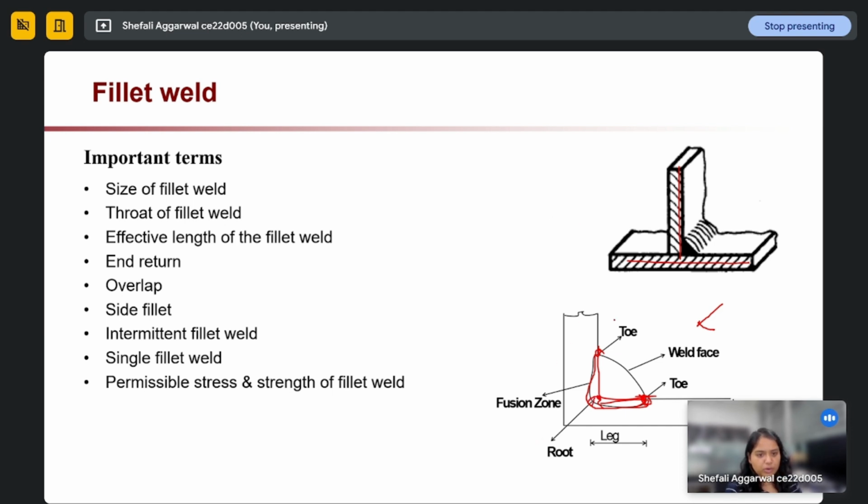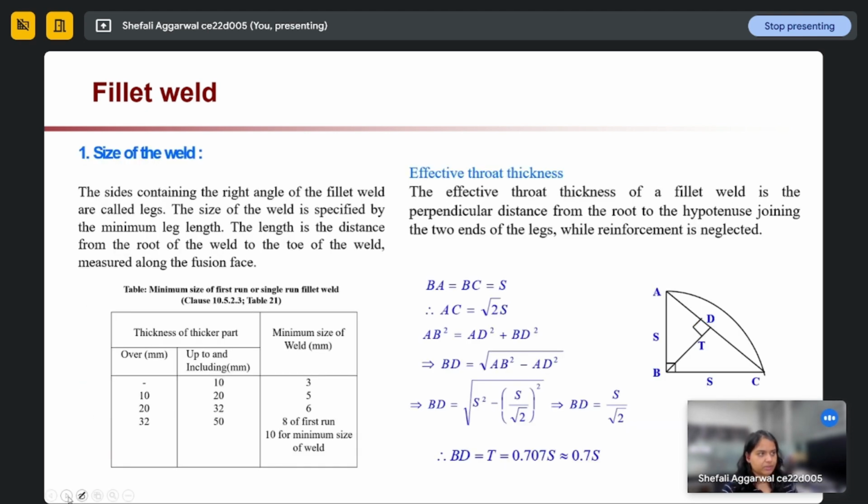So we have some important terms. The point where our weld is joining one plate is the toe. The point where our weld is joining both plates is called the root. And from this point of view, it is the weld face, and the other complete region is called the fusion zone. Okay. So important terms when we come to the designing of our fillet weld are: the size of fillet weld, throat of fillet weld, effective length of fillet weld, end return, and overlap, side fillet, intermediate fillet weld, single fillet weld, permissible strength of fillet weld. So we will see each term individually.